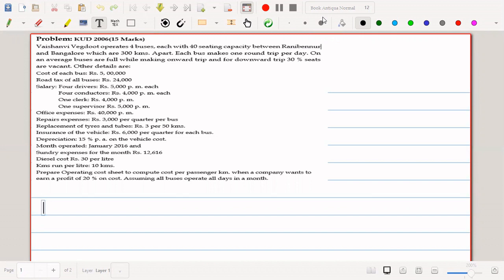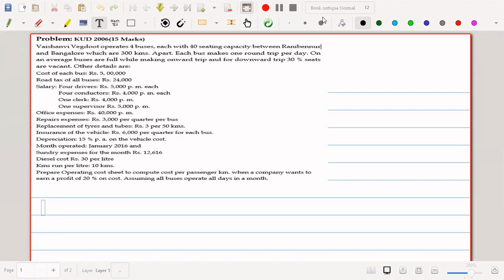Next, office expenses rupees 40,000 per month, repairs expenses rupees 3,000 per quarter per bus, replacement of tires and tubes rupees 3 per 50 kilometers. So rupees 3 per 50 kilometers means we have to calculate per kilometer. So how many kilometers are run by the bus, and what will be the cost of replacement of tires and tubes per kilometer. Insurance of vehicle rupees 600 per quarter for each bus. Quarterly they have given, we have to convert this to 6,000 quarterly.